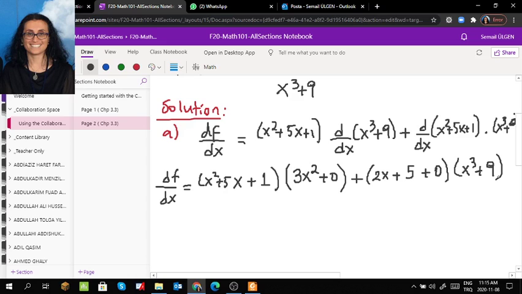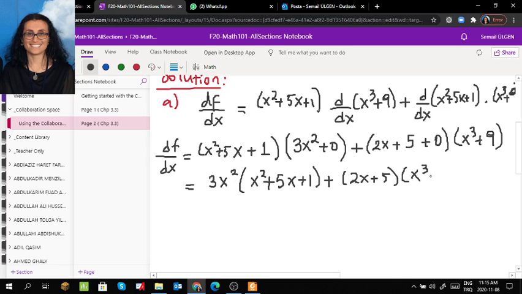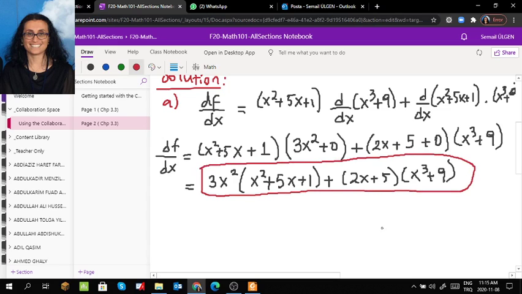Okay, we want to rewrite this to see it better, and the derivative is going to be, it's equal to, I'm not going to expand it, so 3x squared, x squared plus 5x plus 1 plus 2x plus 5 times x cubed plus 9. So if you leave it like this, that's fine, no problem. That's acceptable. You don't have to expand it unless the problem wants you to. Okay, so that's the final answer. Done.